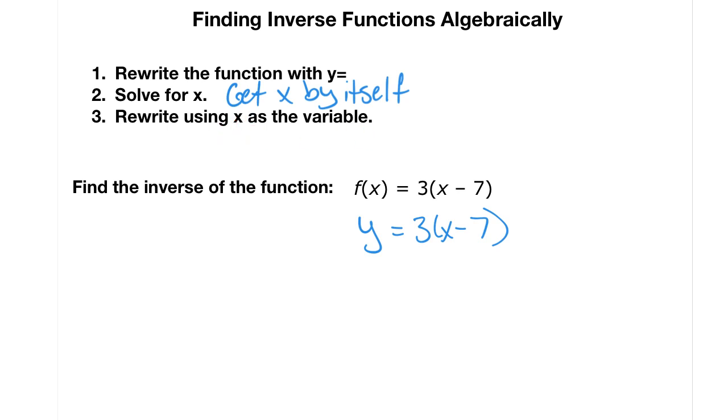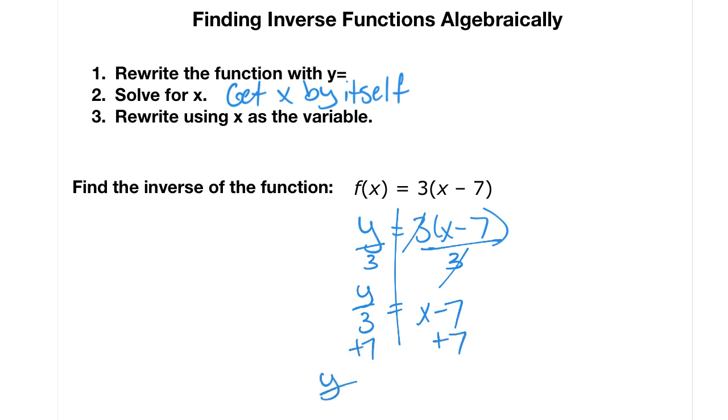Looking at this one down here, I'm going to get x by itself. I'm drawing my line down through my equal sign just to keep both sides of my equation separate. The first thing I'm going to do is divide both sides by 3. So I have y over 3 equals, here my 3's simplify, and I just have x minus 7. Then I'm going to add 7 to both sides. So I have y over 3 plus 7 equals x.